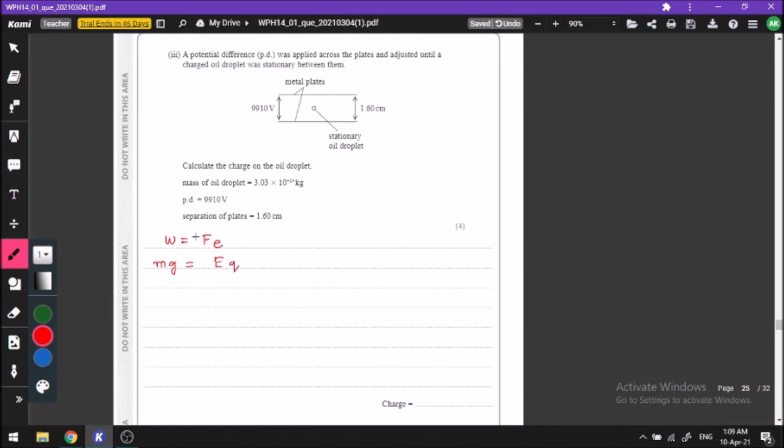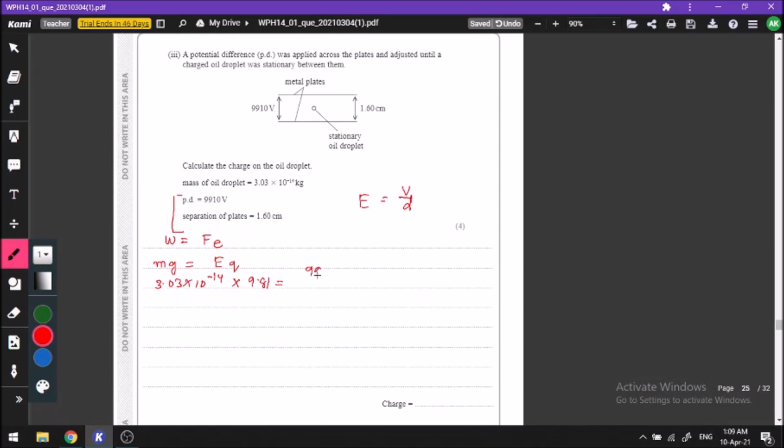So mg, we know the mass of this particle. The mass of the particle is 3.03 times 10 to the power minus 14. The mass has been given. The value of g we know, 9.81. Okay, but the value of E we don't know. We only know the voltage and we know the separation. How can we find out E using V and separation? Yes, E is equal to V by D. So using that, we can find the value of E, V by D.